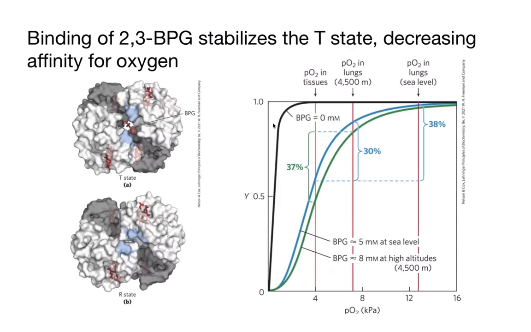And this has important consequences, and it helps our bodies further fine-tune the amount of oxygen that is bound by hemoglobin. At high altitudes, there's less oxygen in the air, so there's a lower partial pressure of oxygen at, say, 4,500 meters versus sea level. As a consequence, even if you take up all the oxygen that's available in that air, you're going to be starting with a lower amount than if you are at sea level.